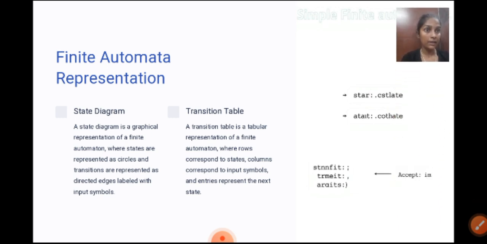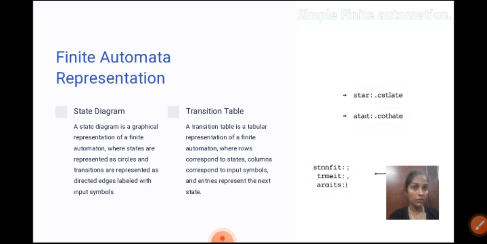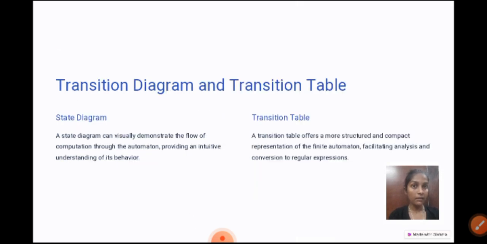So here we can see the representation of finite automata. Transition diagram and transition table. A state diagram can visually demonstrate the flow of computation through the automaton, providing an intuitive understanding of its behavior, while a transition table offers a more structured, compact representation of the finite automaton, facilitating the analysis and the conversion to regular expression.